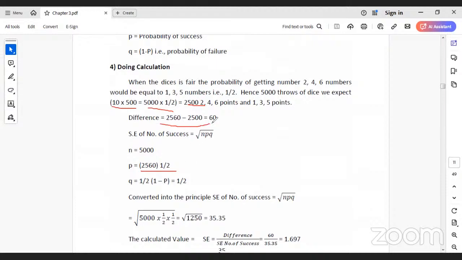Okay, so 2,560 minus 2,500 is equal to 60. 60 is the difference value. Now converting into the standard error of number of success, which is equal to under root NPQ. So here, 5,000 into 1 by 2 into 1 by 2 is equal to under root 1250, which is equal to 35.35.